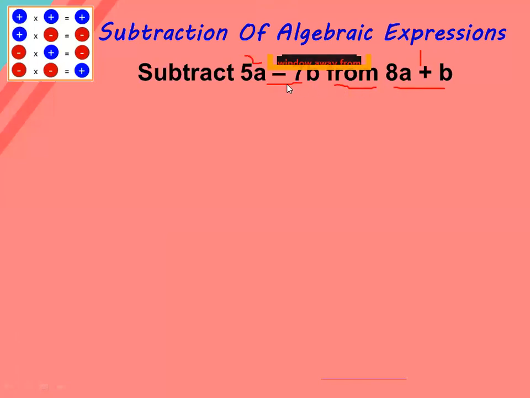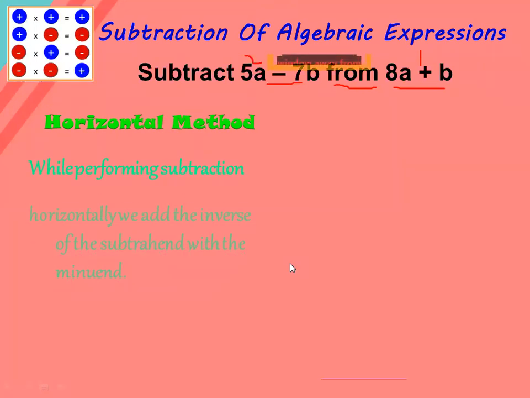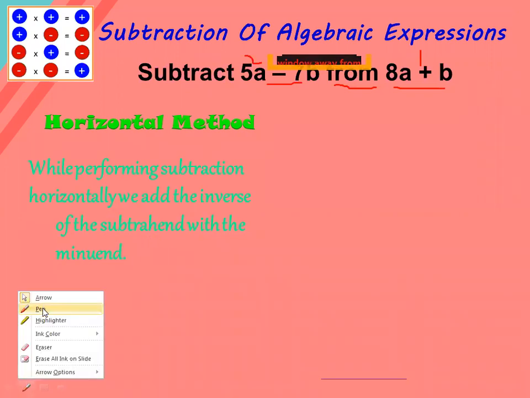But for subtraction you will use two methods, again horizontal method and vertical method. So we will start from the horizontal method. Horizontal method means you are going to write it down in a single line. Now while performing subtraction horizontally, we add the additive inverse of the subtrahend to the minuend. Means we are going to write down the additive inverse of the subtrahend.